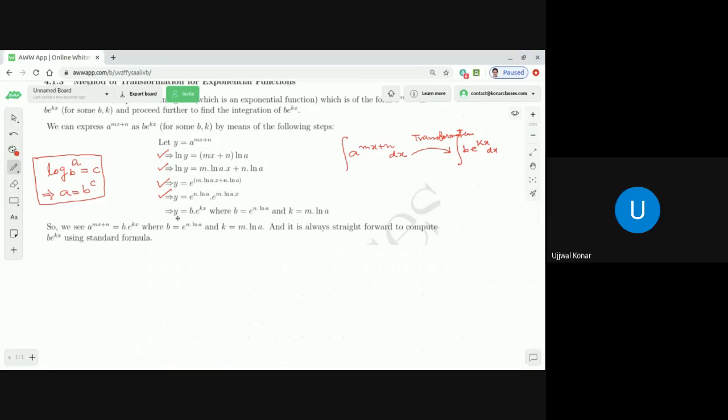That means y is equal to b into e power kx. What is b? b is nothing but e power n into ln a. That is a constant. And k is equal to m into ln a. Correct or not? Now you may think, sir, how can you integrate b into e power kx?